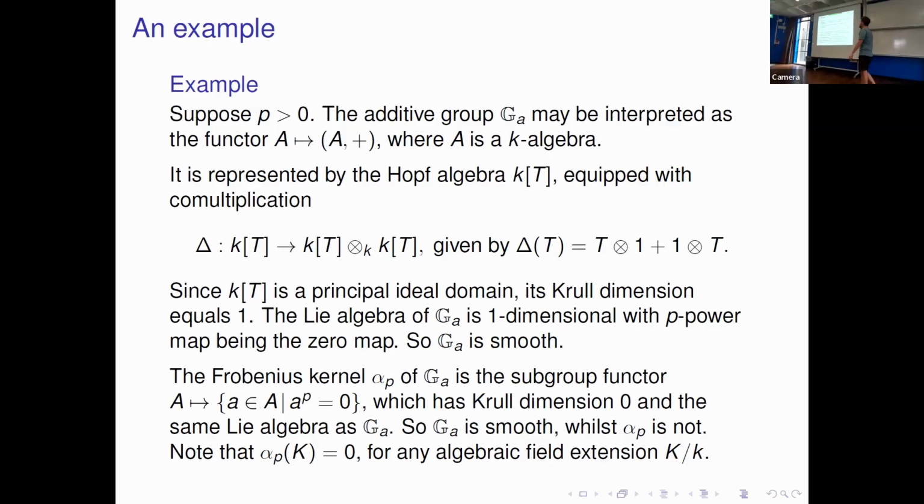Okay, so just some simple examples of the types of things I'm talking about. So the additive group, we already saw this in another talk. We can think of it simply as a functor from A, a commutative finitely generated K-algebra, going to the additive group underlying A. And as we know, there's an equivalence of categories between affine schemes and rings. And so we have the ring, which is the polynomial ring K[T] here.